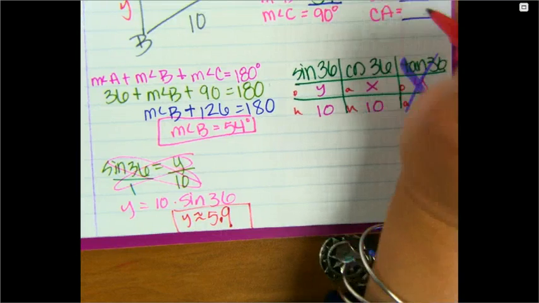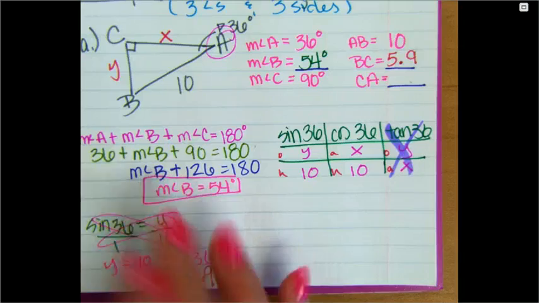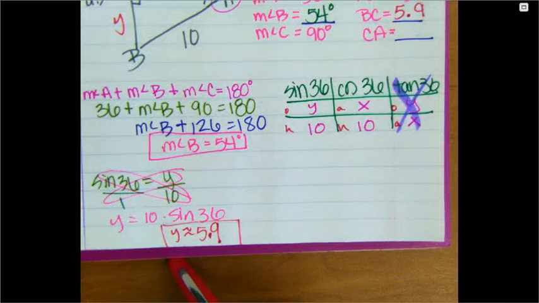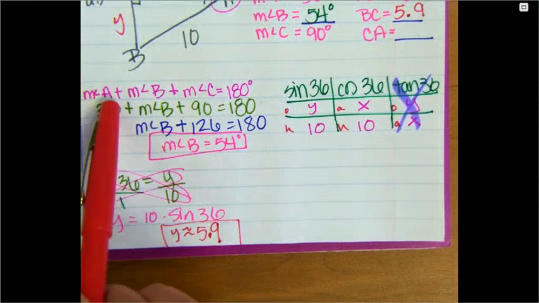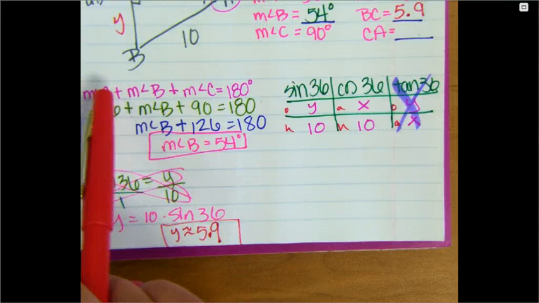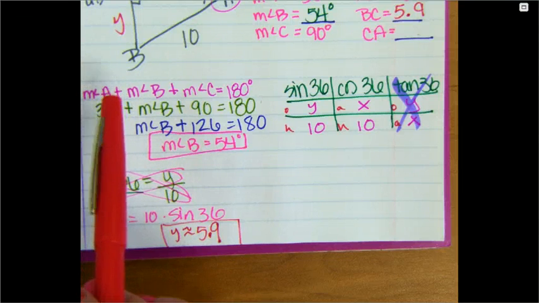Why would we do that, though? Why couldn't it be CA? Where's y listed? Oh, you're right. Okay.